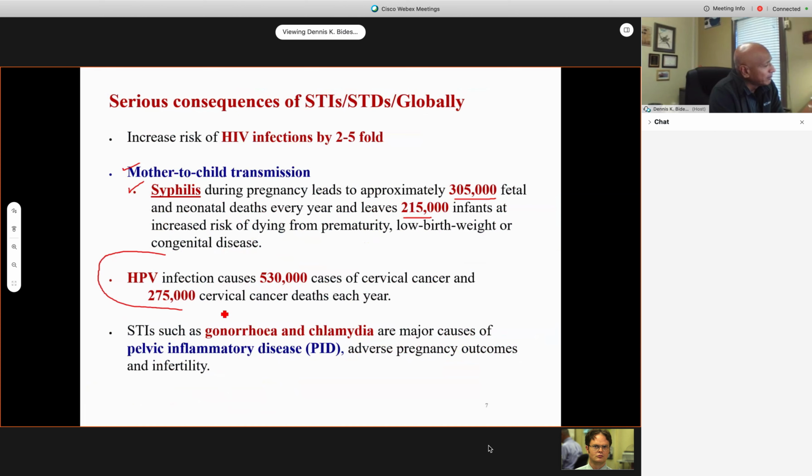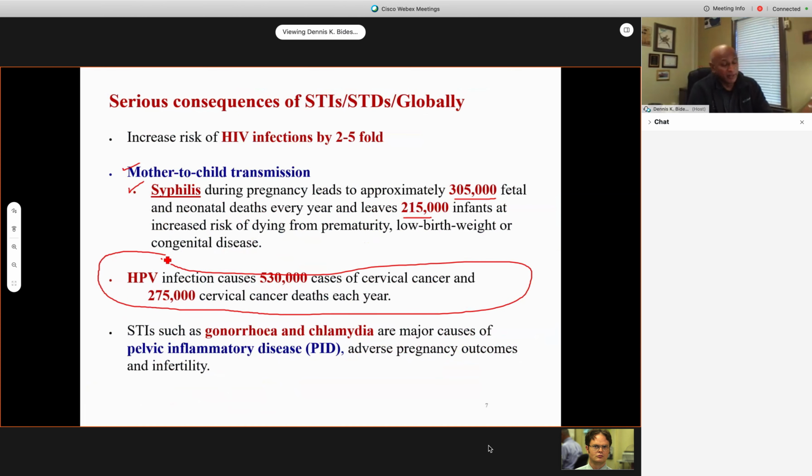HPV, going back to human papillomavirus. All right, every single year, this is globally now, there's about 530,000 cases of cervical cancers. And every single year, about 275,000 people die. In the United States, that's less than 5,000. We see about maybe 15,000 cases of cervical cancer every year caused by HPV, right? But nonetheless, the death rate can be pretty high. Typically, when it's diagnosed, it's kind of late, it's already progressed to a later stage.